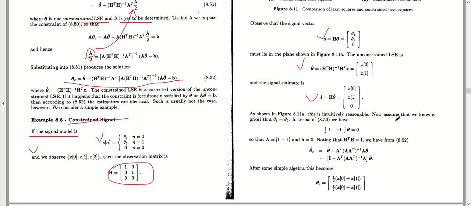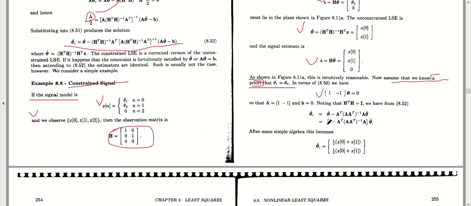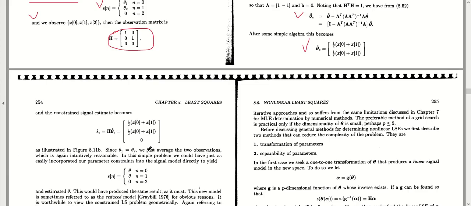Okay. Now assume we know a priori. I mentioned this many times. A priori means you know before observation. It is something you know in advance, without needing a measurement. So that theta 1 is equal to theta 2. In terms of this, you get this as a constraint, okay? So you have theta and theta, and eventually you get s_c, okay?